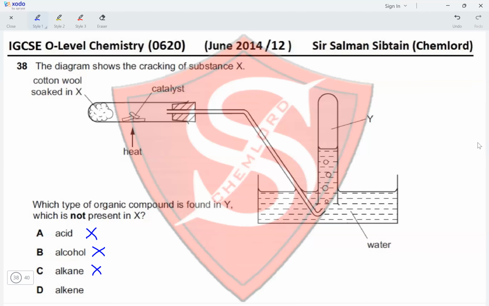Alkene. Alkene is present in Y and not in X because cracking produces alkenes, and hydrogen. So alkene is one of the products that is produced, which is not the functional group of the parent compound, which is X. X is an alkane. So this makes option D the correct option for this question.